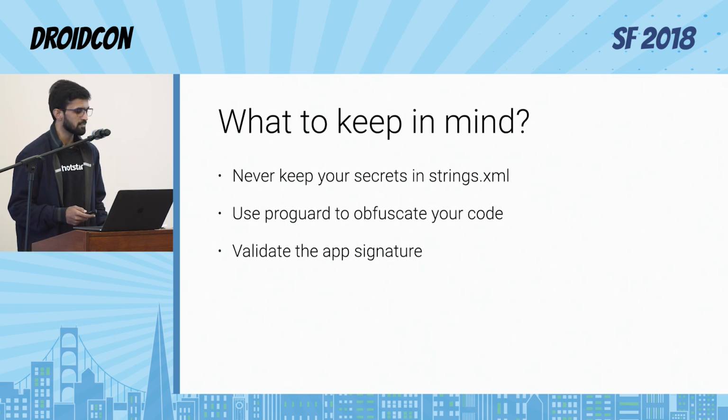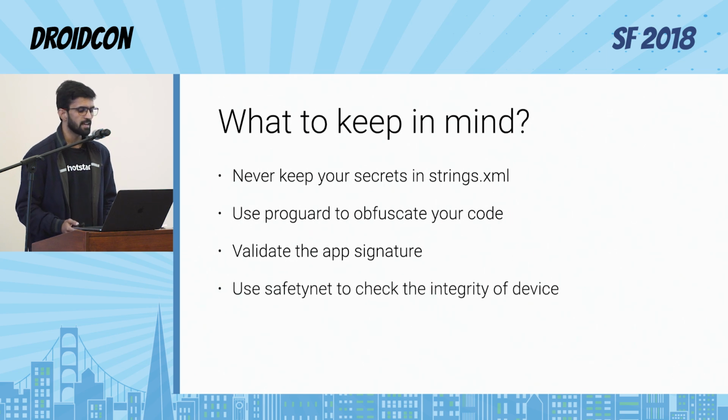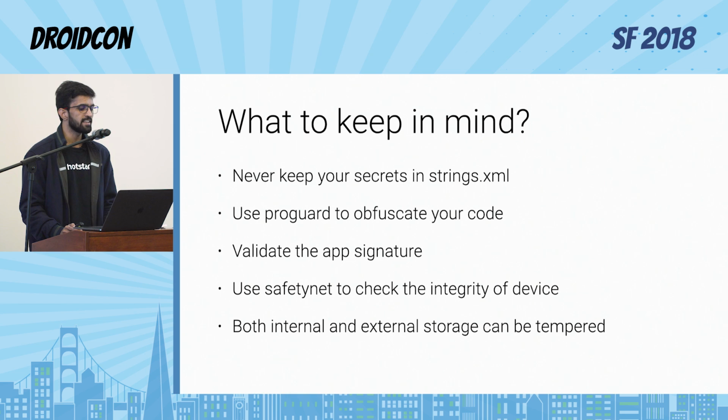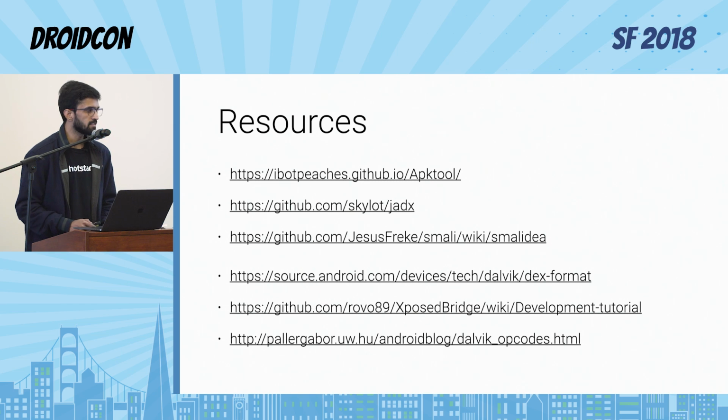If you want to check that the device you are running your app on is not rooted, you can make use of the SafetyNet APIs by Google. Also be aware that it's possible to change the is premium flag in your shared preferences or database. So these are the resources that I have referred to while doing everything that I did in the talk.